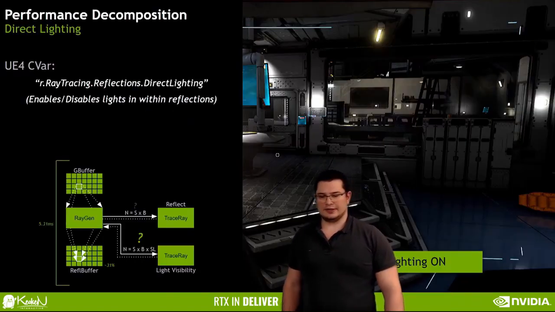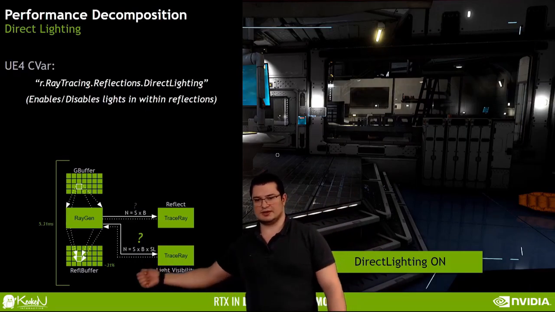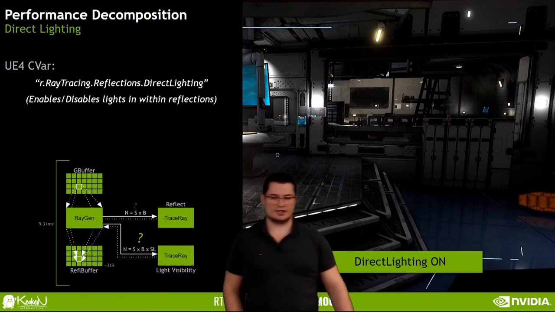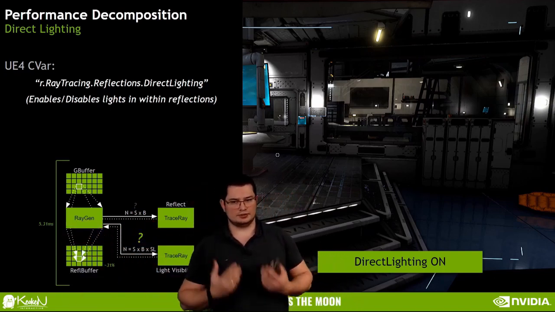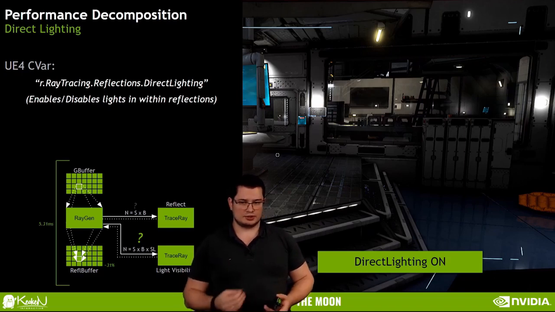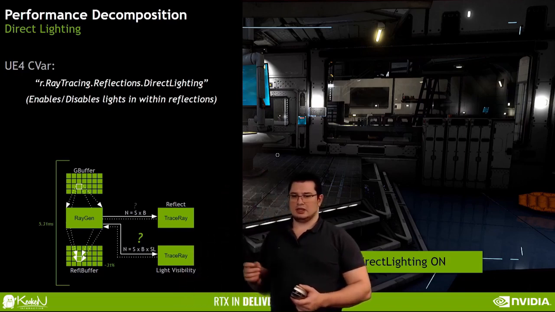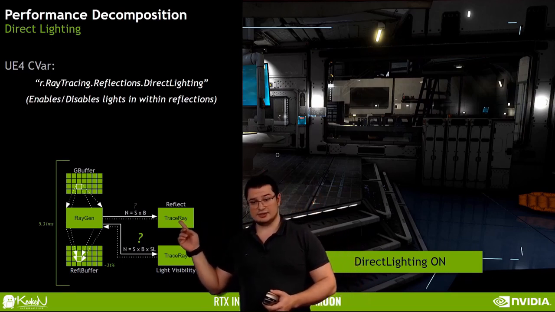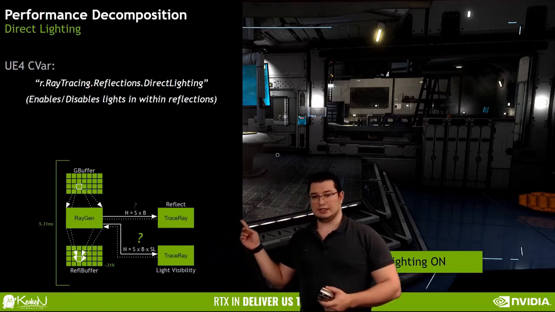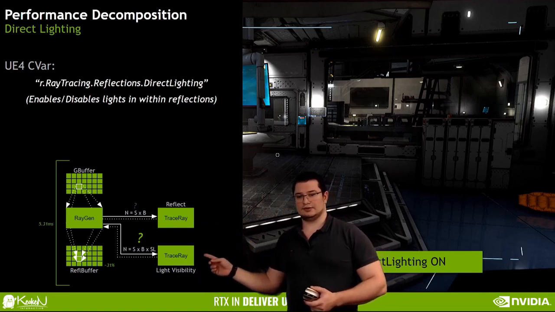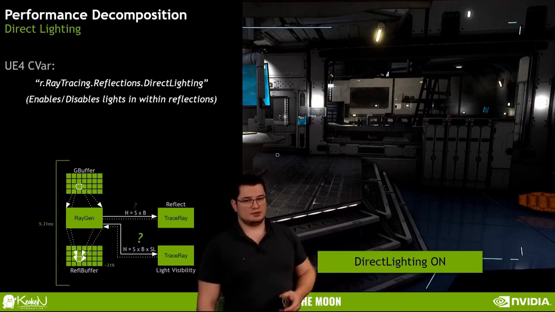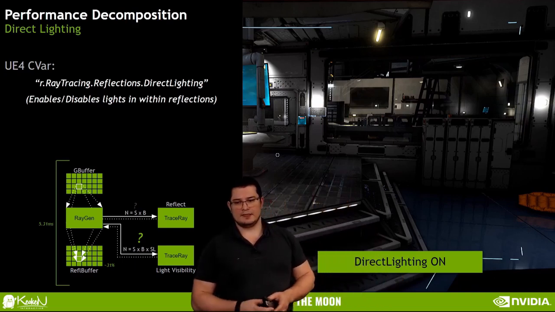Now that we know how ray coherency works, we know the surface area which is reflected, and we know the total cost of the reflections, we want to understand what's actually going on in each pixel which is reflected. We have to look at the reflections themselves, but also at the light. We're going to start with the lighting, so direct lighting.